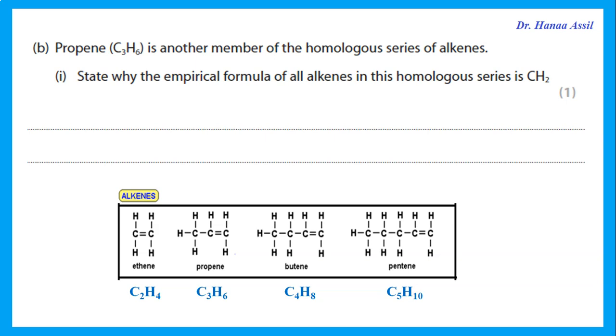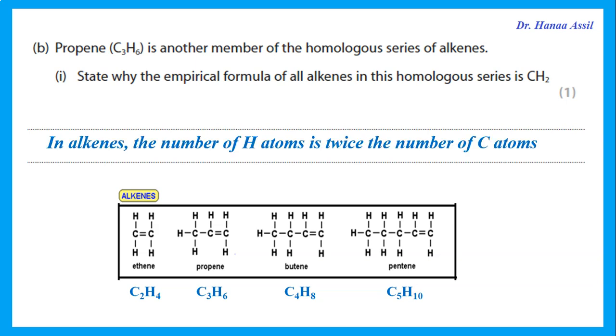So if we draw ethene, propene, butene, and so on, we find that the number of hydrogens is always twice the number of carbon atoms, and that is why the empirical formula is CH2. And we said that the general formula was CnH2n. So that means that the hydrogens are twice the carbons.